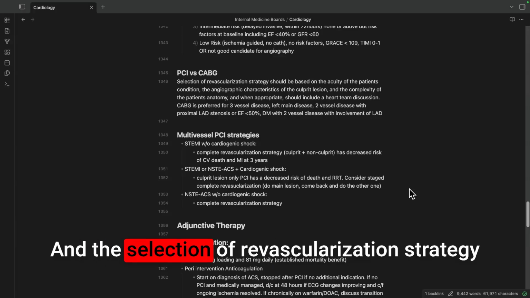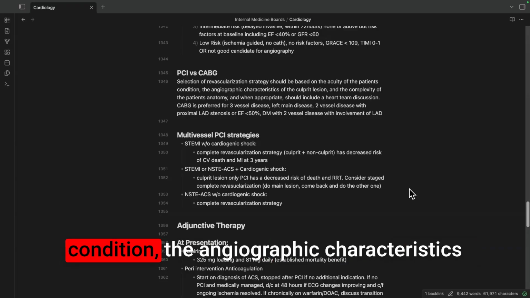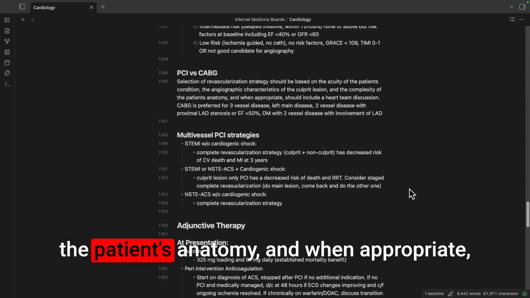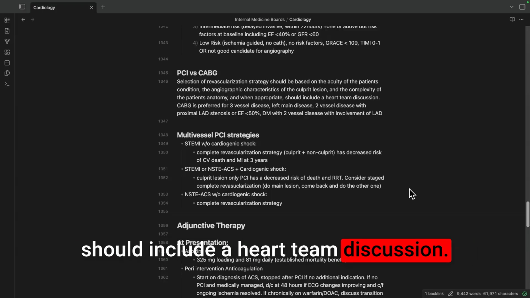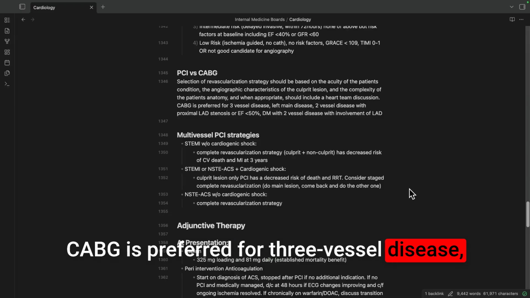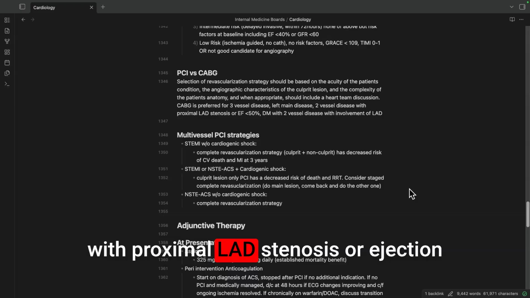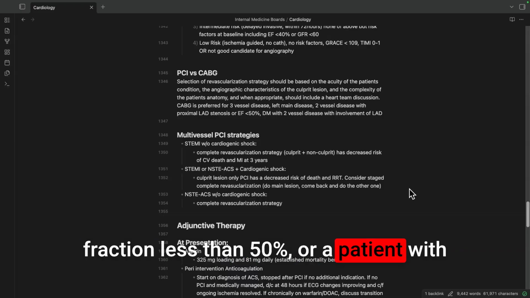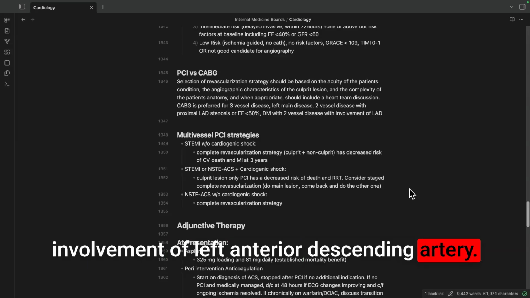And the selection of revascularization strategy should be based on the acuity of the patient's condition, the angiographic characteristics of the culprit lesion, and the complexity of the patient's anatomy, and when appropriate should include a heart team discussion. CABG is preferred for 3-vessel disease, left main disease, 2-vessel disease with proximal LAD stenosis, or ejection fraction less than 50%, or patient with diabetes with 2-vessel disease with involvement of left anterior descending artery.